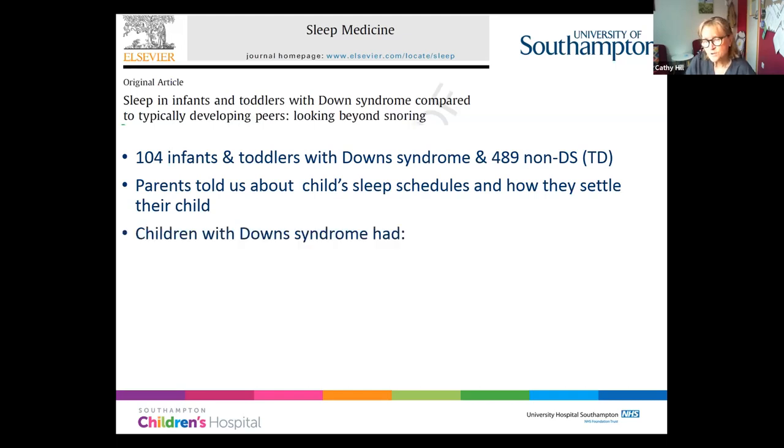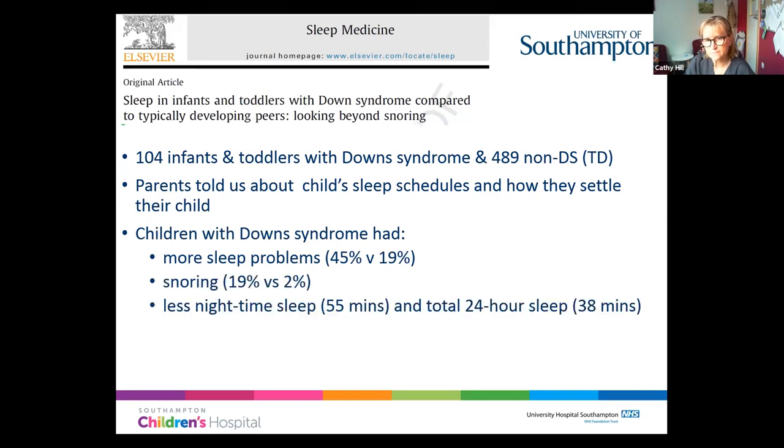And what we found was that the children with Down syndrome had some really striking differences. So first of all, parents were much more likely to say they had sleep problems, 45% of parents compared to 19% of the non-Down syndrome children. Much more likely to have snoring. That was no big surprise because we know that's an issue. But the really shocking thing for me was that they had 55 minutes less sleep at night than their typically developing peers. And do you remember I was saying 45 minutes, you see really big differences in children. 55 minutes is a big difference.